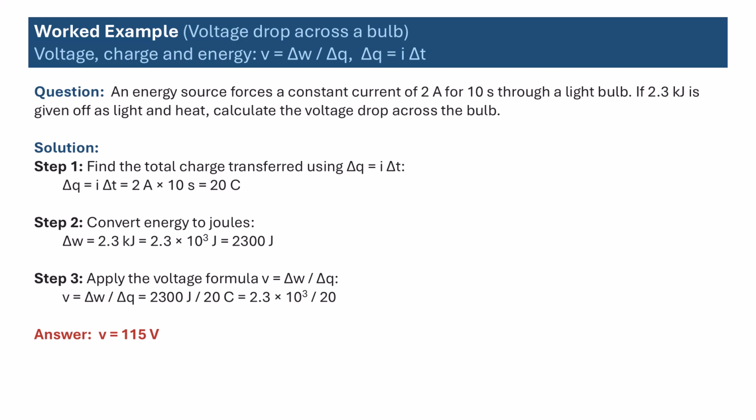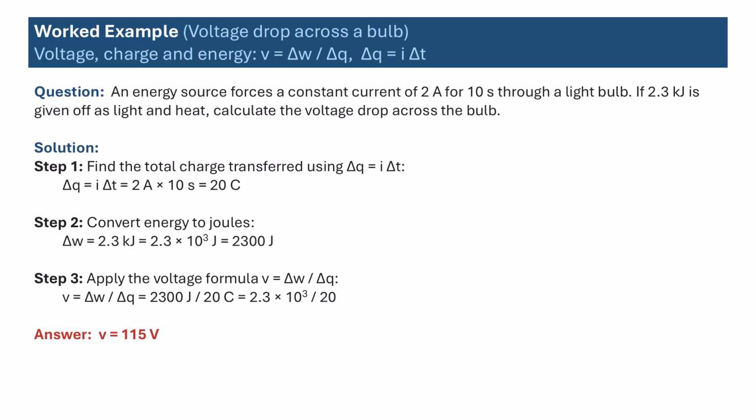The problem states an energy source forces a constant current of 2 amps through a light bulb for 10 seconds. During this time, 2.3 kilojoules of energy is given off as light and heat. Calculate the voltage drop across the bulb. Step 1. Find the total charge transferred. Using delta Q equals I times delta t, delta Q equals 2 amps times 10 seconds equals 20 C.